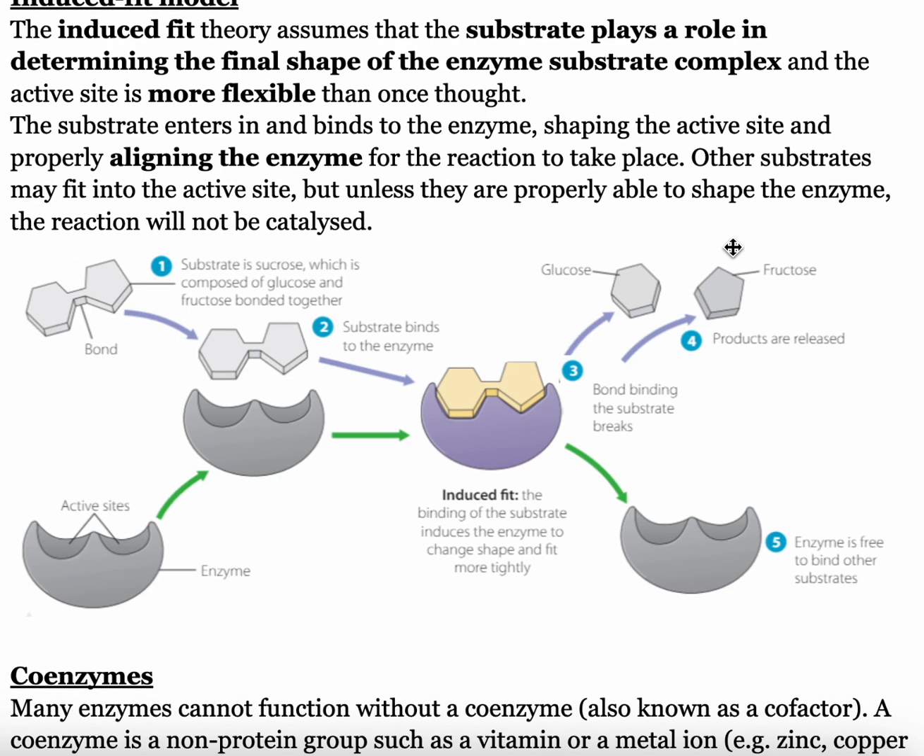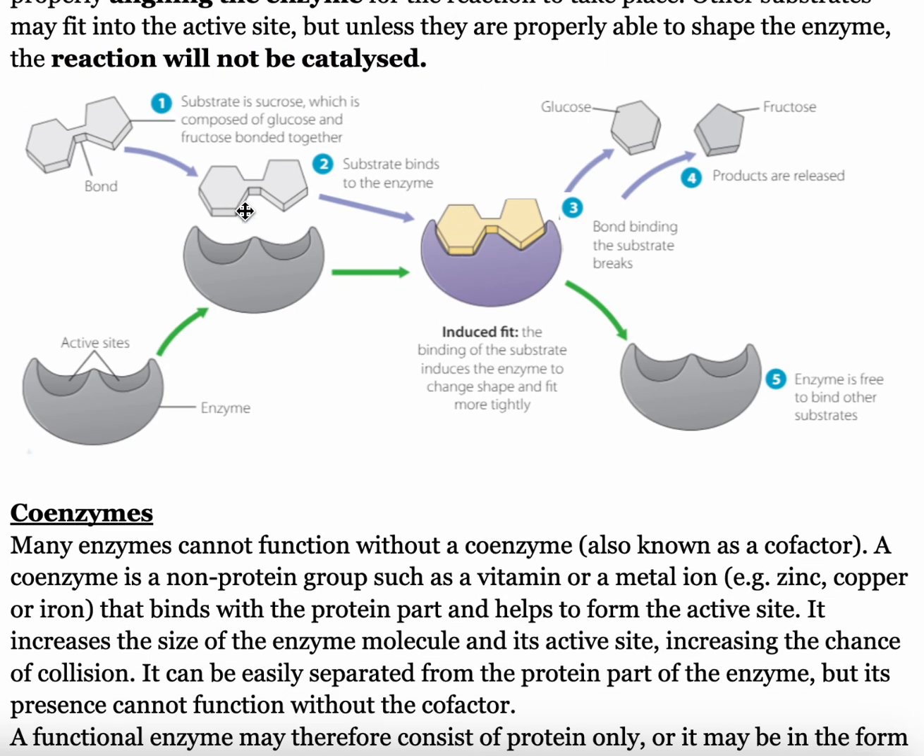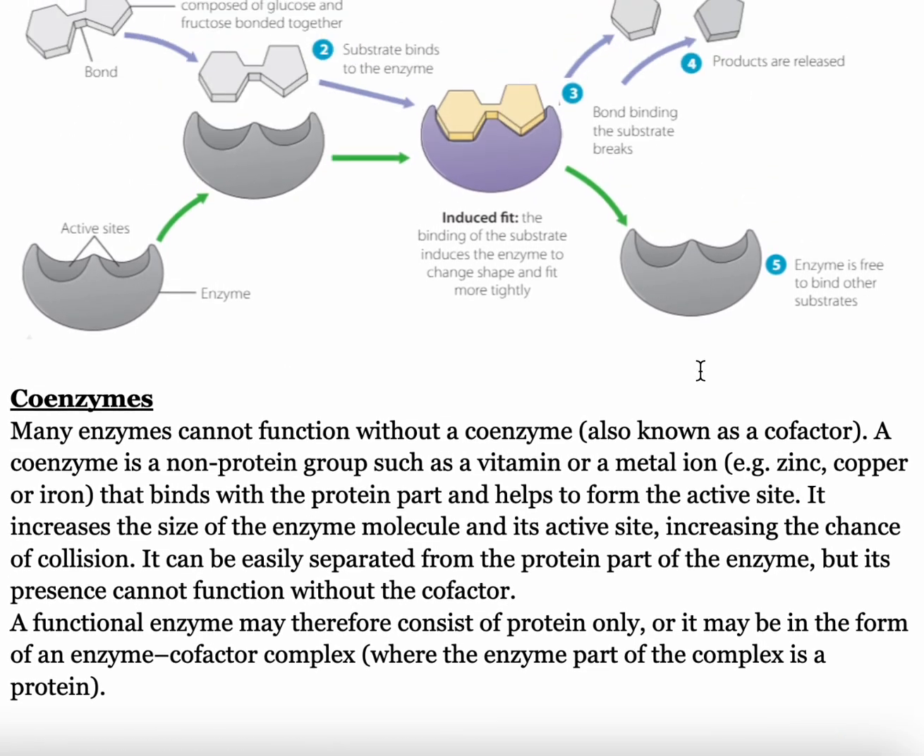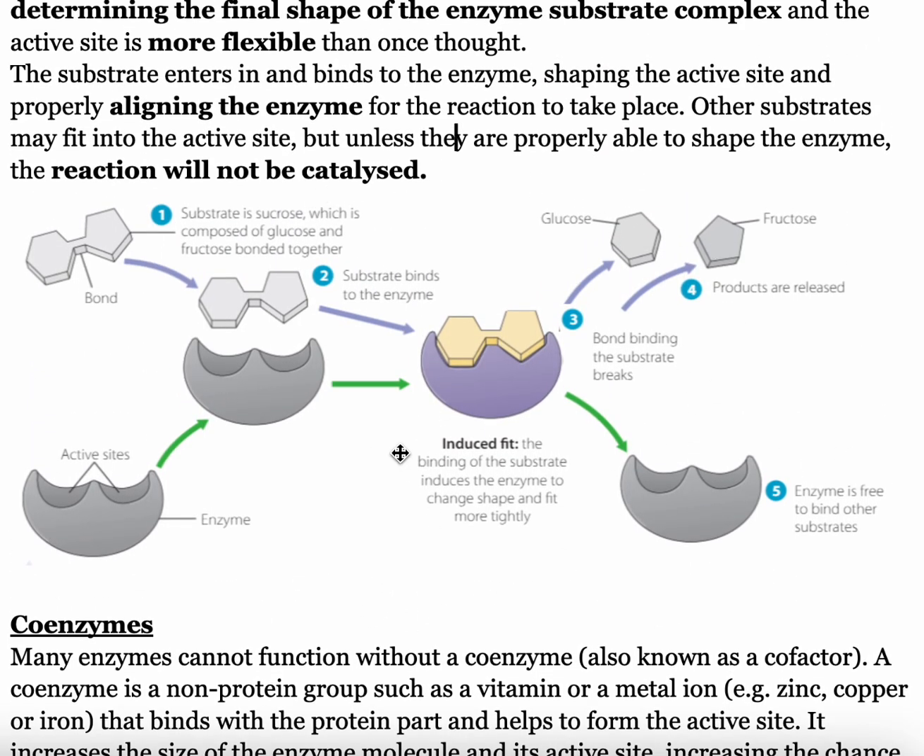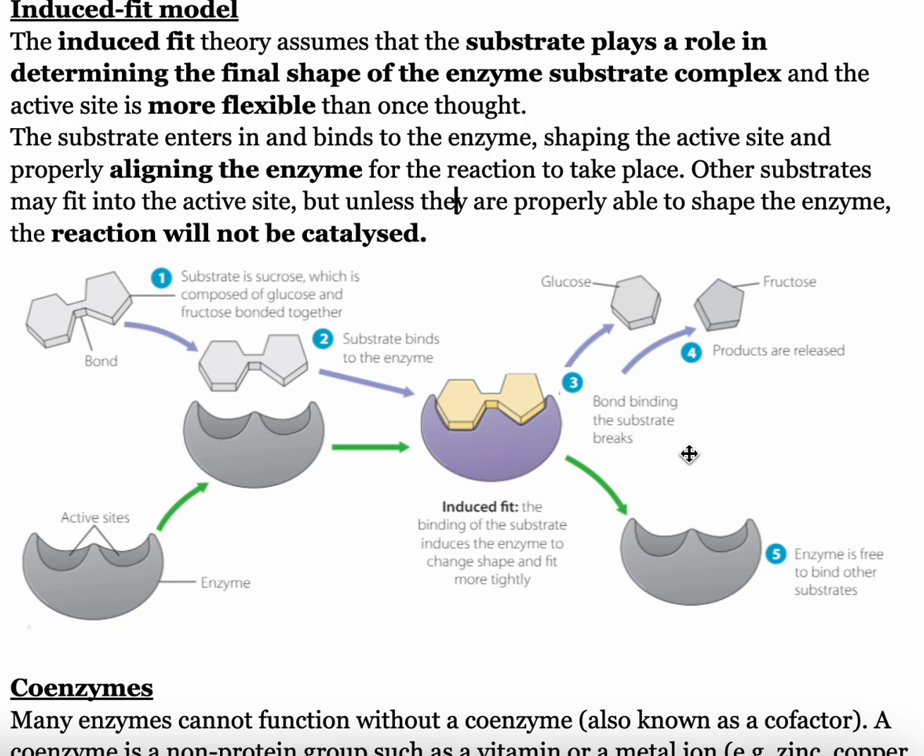Other substrates may fit in the active site, but unless they are properly able to shape the enzyme, the reaction will not be catalyzed. So as you can see, the active site is a rigid shape. When the substrate goes in, it will change shape to suit, and then it will catalyze the reaction, and at the end it just goes back to its original state. So the enzyme doesn't change at all.